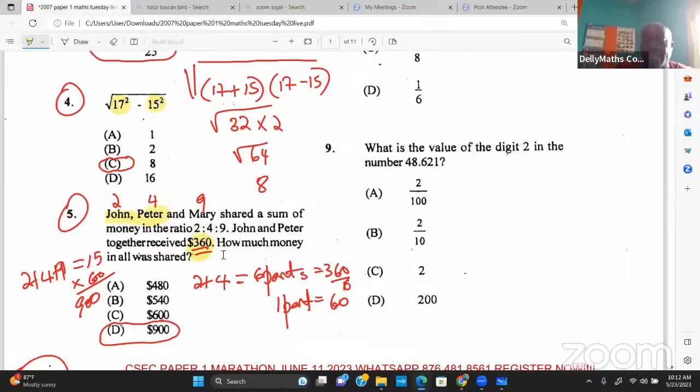All right, let's look at number 9 right here. All right, so number 9 says, what is the value of the digit 2 in 48.621? The moment we approach the decimal point, I will highlight here.